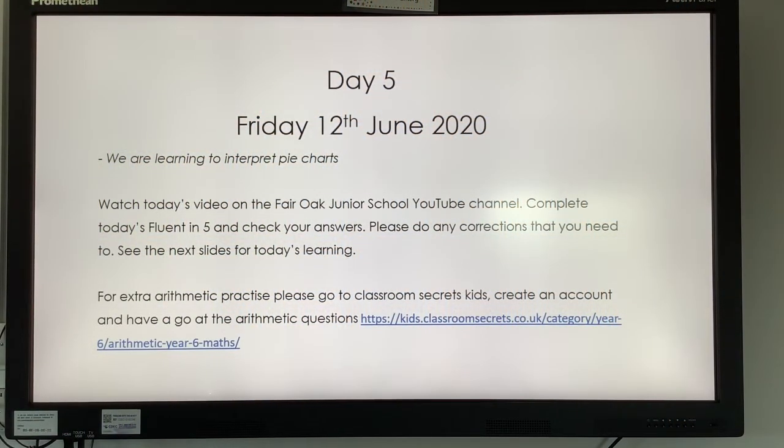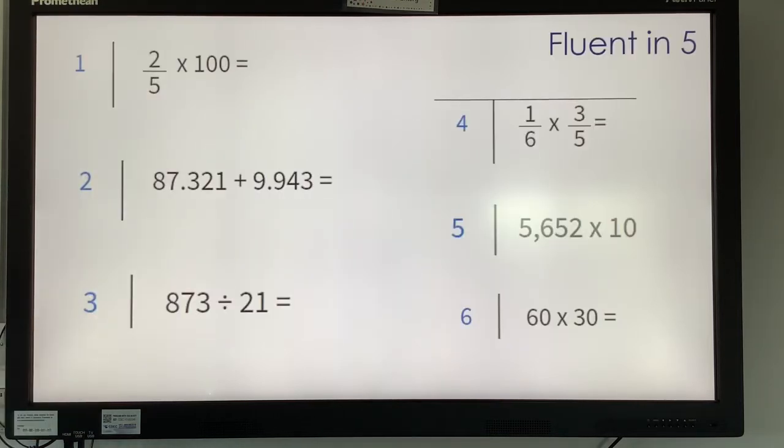So today we are going to continue learning to interpret pie charts. Pause the video, have a go at the fluent in 5 and we'll go through the answers in a second.